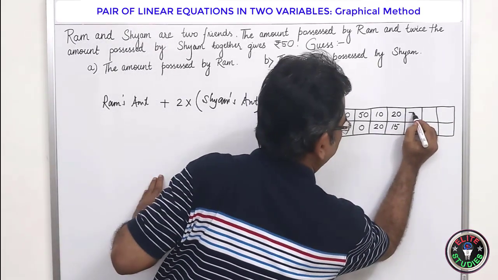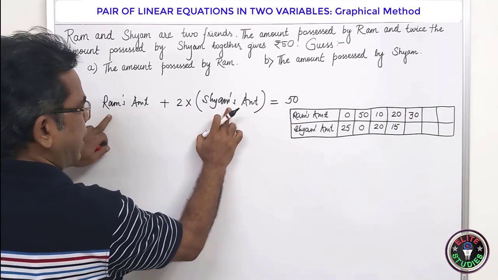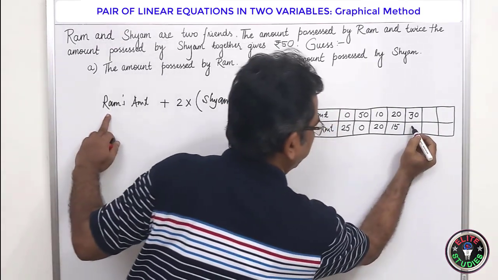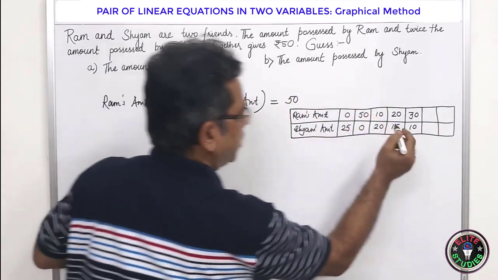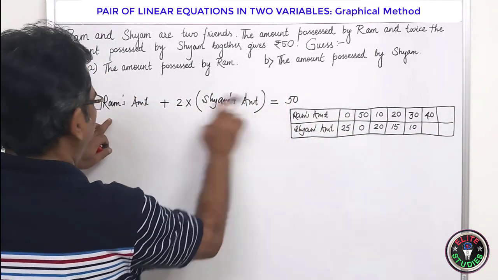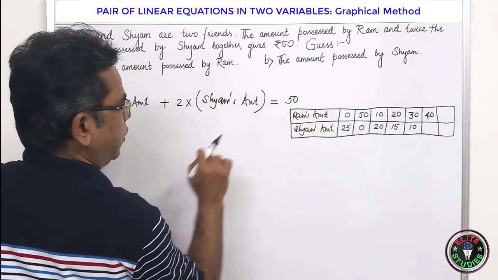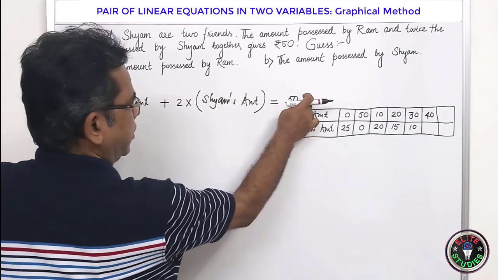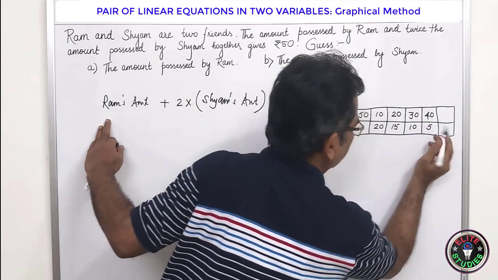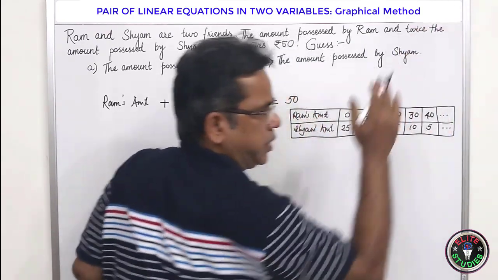If Ram's amount is 30, then Shyam's amount is 50 minus 30, 20. 20 divided by 2, 10. Similarly, you can take 40. If you take 40, then it will be 50 minus 40, 10, divided by 2, 5. So twice 5 is 10. Like this way, you can get infinite pairs of such values.